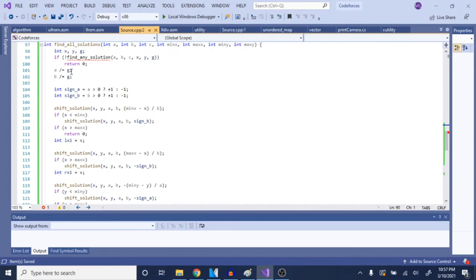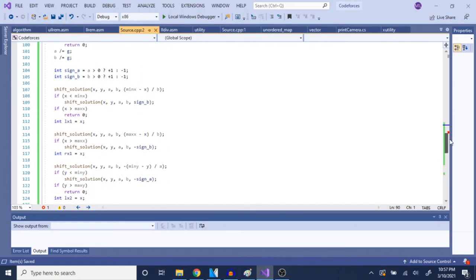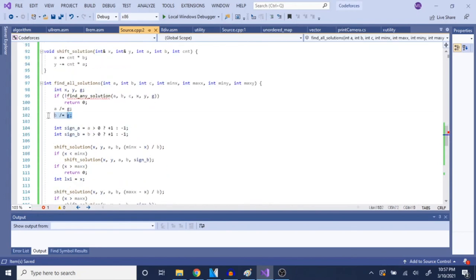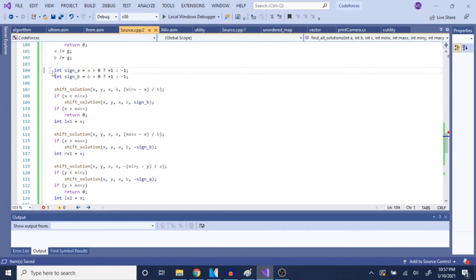Okay, so the first part is if it can't find any solutions, which is using the Diophantine problem. I didn't define the function yet, that's why it's a squiggly line. But if it can't find anything, it returns 0. Otherwise, we're going to take a and divide it by g, which is the greatest common divisor, and b divided by the greatest common divisor. This is just getting the signs of a and b.